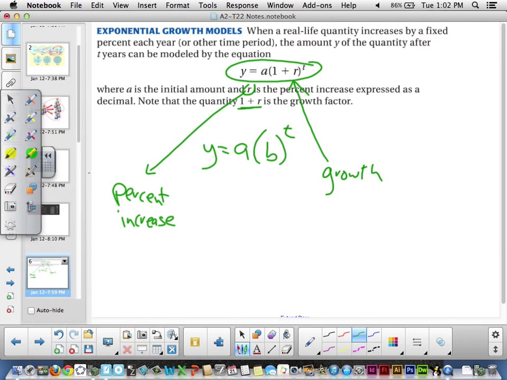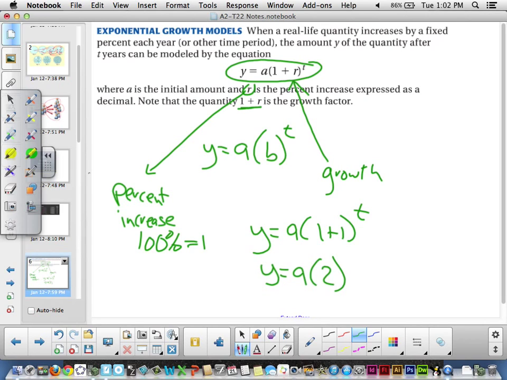Okay, so if you have something that's increasing by 100%, we would put 1 in for r. So it would be y equals a times 1 plus 1 to the t, or we'd have y equals a times 2 to the t. So if something increases by 100%, you can see our growth factor is 2 because it's doubling. So your percent will go in for r, and that'll give you your growth factor.